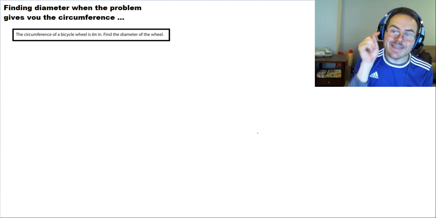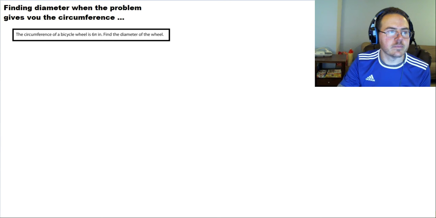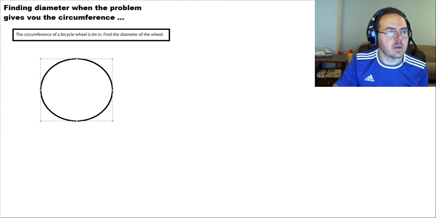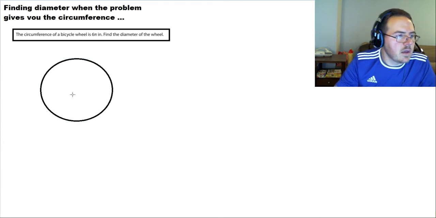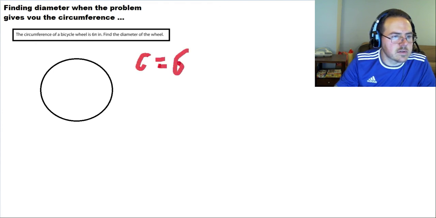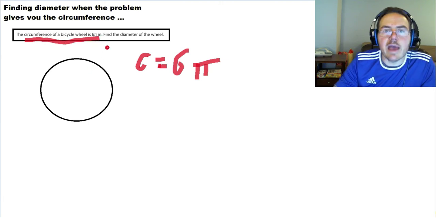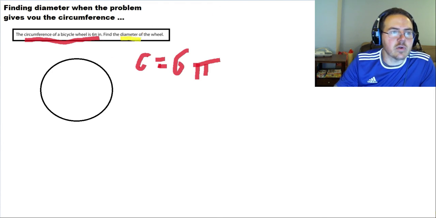Okay, step 1 in this problem, I think, is just to draw a circle. Alright, so there's my bike. Now, it also said the circumference of a bicycle wheel is 6 pi. Okay, let's write that down. So, the circumference equals 6 pi. They said that right there. The circumference of the bicycle wheel is 6 pi. And they want to know the diameter. Find the diameter of the wheel. That's our goal. That's what we want to do right now.